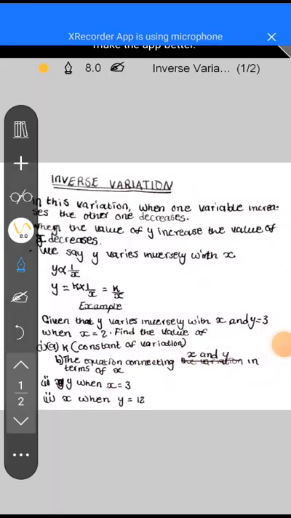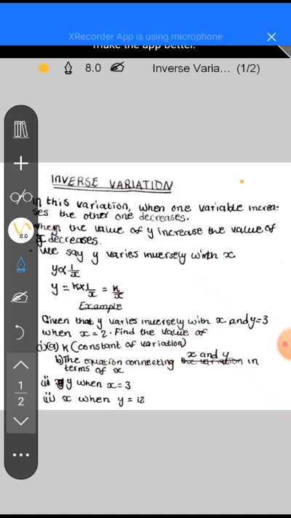Hi guys, I've just got a few things I want to share with you on inverse variation. This is just my summary of how we can deal with questions on inverse variation, and a bit of explanation.